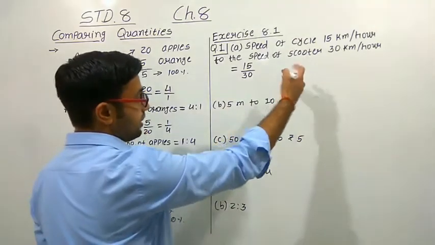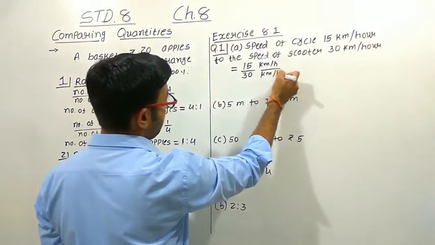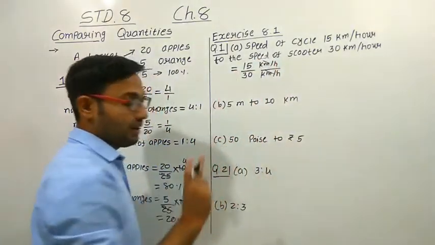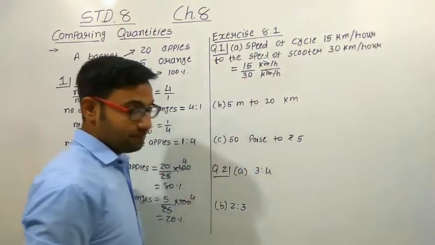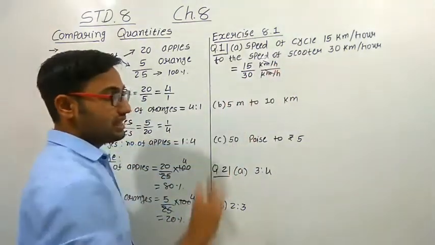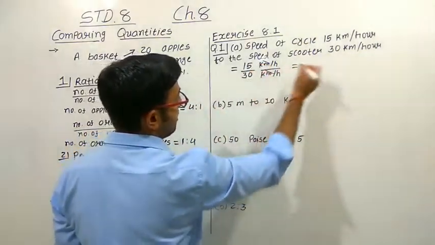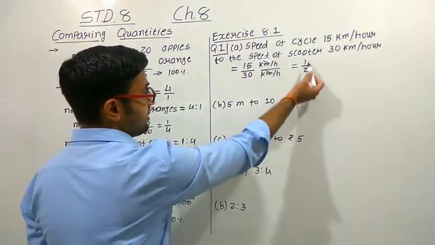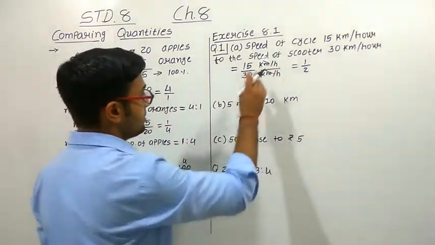See, both have the same unit. So if we write kilometer per hour here, and here also kilometer per hour, then what will happen? This unit will cancel out. So only what will remain? The digits will remain. So remember this thing: whenever we take the ratio of any two quantities, there will be no unit of the ratio, because the same units are there and they will cancel each other out. So only the digits will remain. We can write it as 15 upon 30, that means 1 upon 2. Right? We can say that the speed of the cycle is 1/2 of the speed of the scooter. We can read it like this. So this is the first ratio.